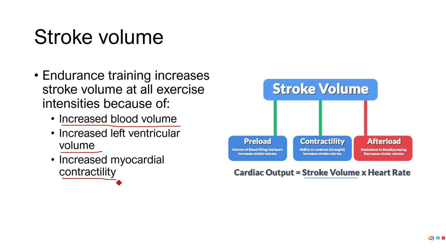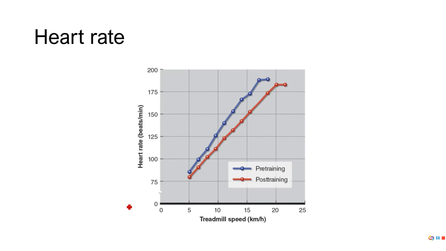Now we have heart rate. Again, look at these figures; there are a lot of figures in this video. Intensity is on the x-axis, and here we have heart rate. Notice what happens with heart rate between pre-training and post-training. For a given intensity, heart rate is a little bit higher before training. Remember, high heart rate, low filling time, low stroke volume. But after training, heart rate is reduced a little bit: low heart rate, more filling time, more preload, greater stroke volume. So it kind of compensates for it.